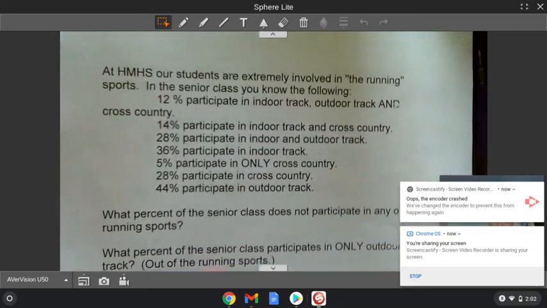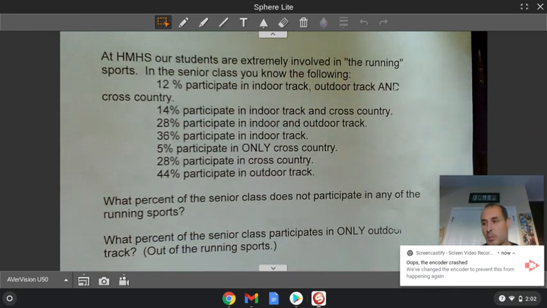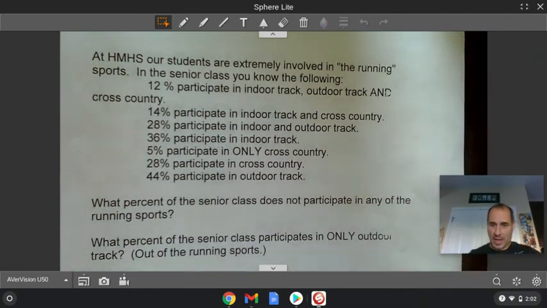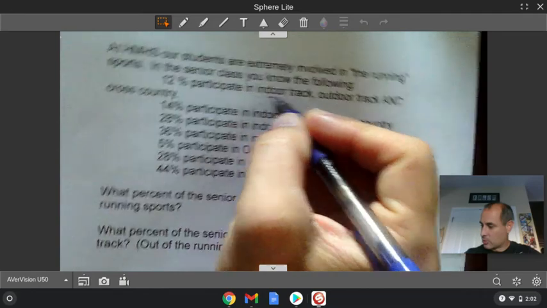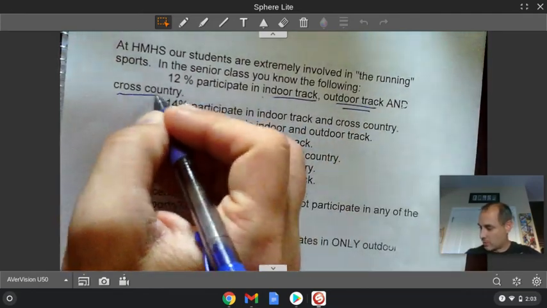Okay, so today we're going to talk about unions of multiple events, and in particular, we're going to take a look at using Venn diagrams to answer some questions. So we have this problem here, and really we have three events occurring. We have some students that are involved in indoor track, some students that are involved in outdoor track, and some students that are involved in cross country.